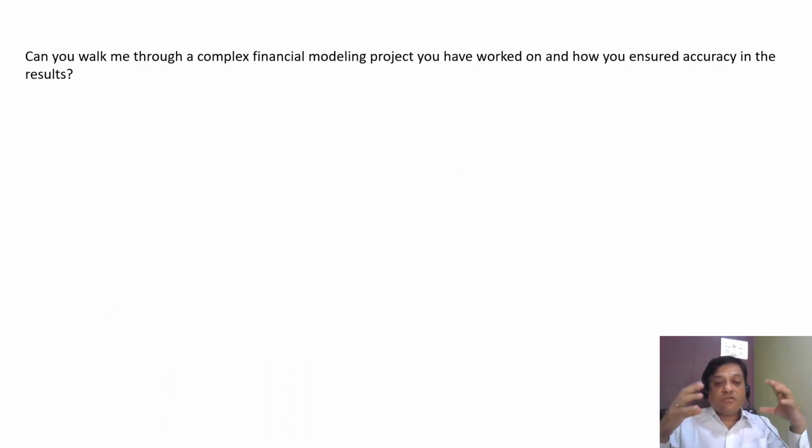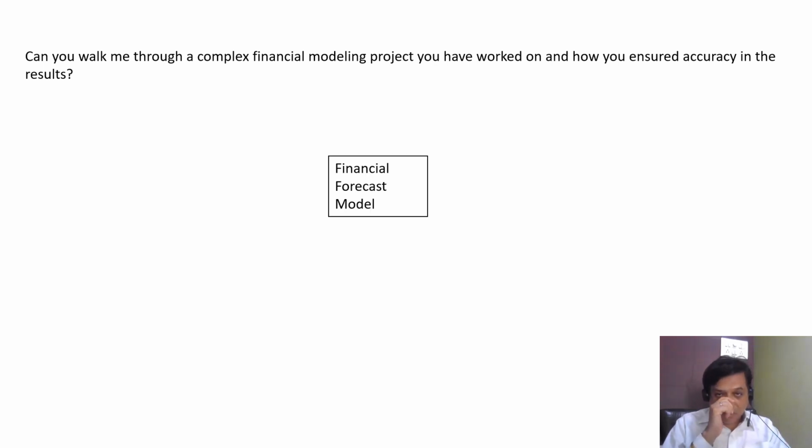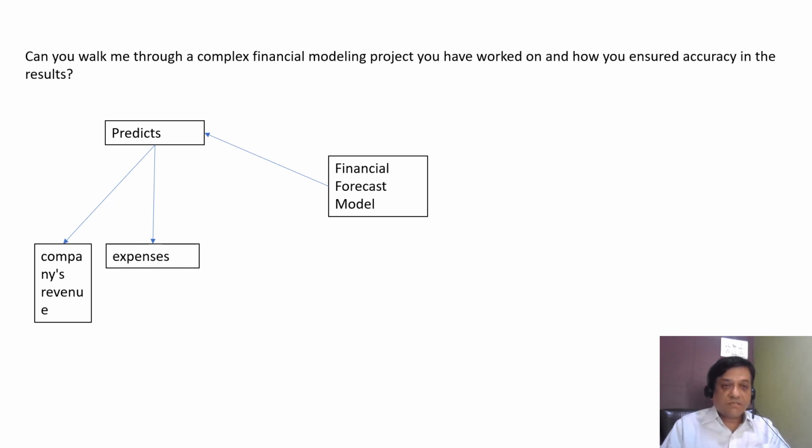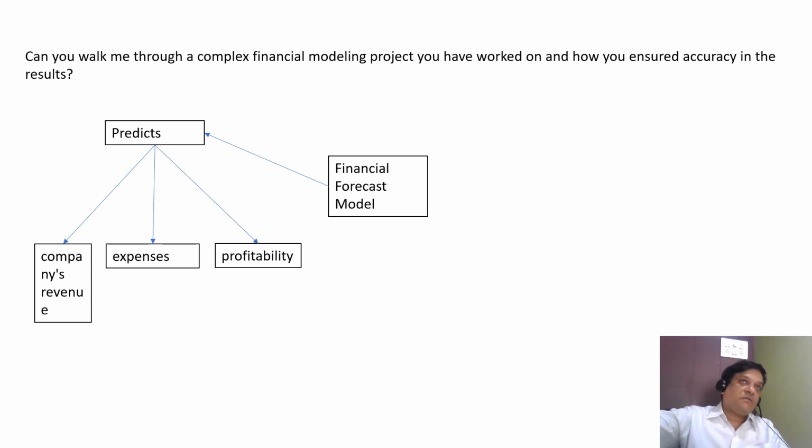The fourth one is, can you walk me through a complex financial modeling project you have worked on and how you ensured accuracy of the results? So, being a BA, you have to ensure that the results are accurate. There was one project where we had to make a financial forecast model to predict the company's revenue, expenses, and profitability over the next few years. This model is very critical to understand the forecast of the company and for strategic planning and decision making, so the result must be accurate.